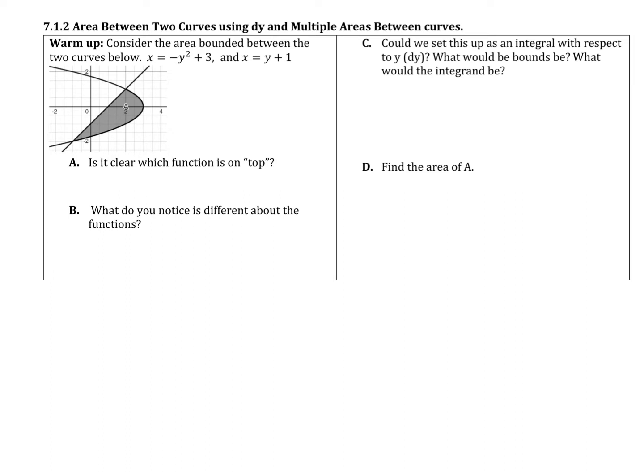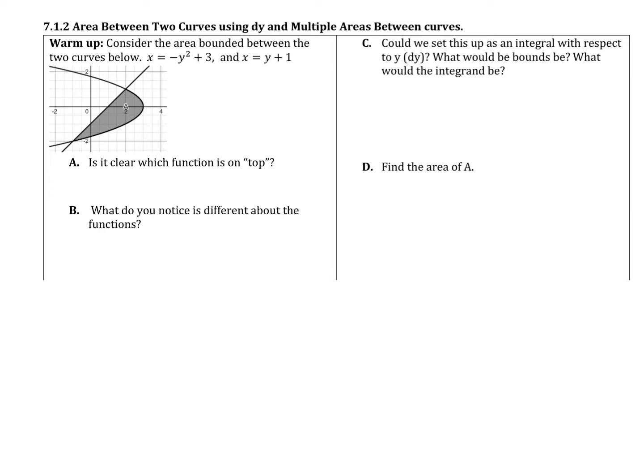So let's start by considering this graph here and the shaded area A. Now, if I asked you what we talked about in the last video, what function is on top, because really what we want to do is find where these two functions are crossing, figure out which is on the top and which is on the bottom, so that we can set up our integral to find the area. So which function is on top? Is that clear? And I think the answer to that question is no.